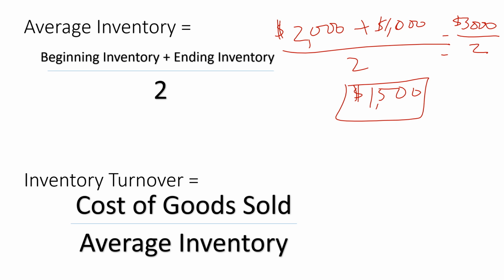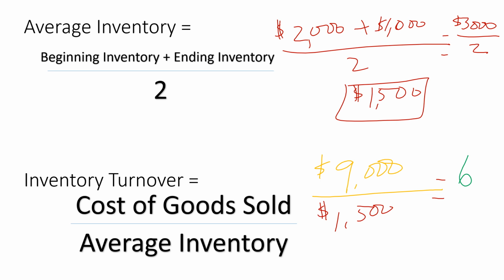Now we look at our inventory turnover. Our cost of goods sold was $9,000. That's how much it costs us to produce everything. And we divide that by our average inventory of $1,500. And we get an inventory turnover rate of 6, which means we turned over our inventory 6 times throughout the month.